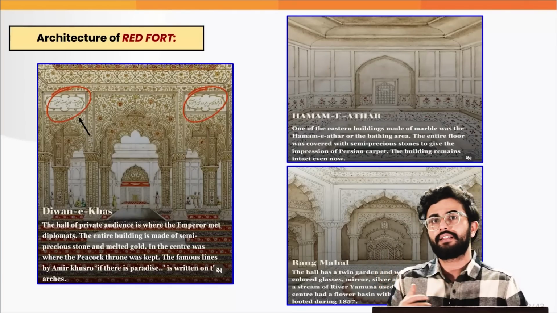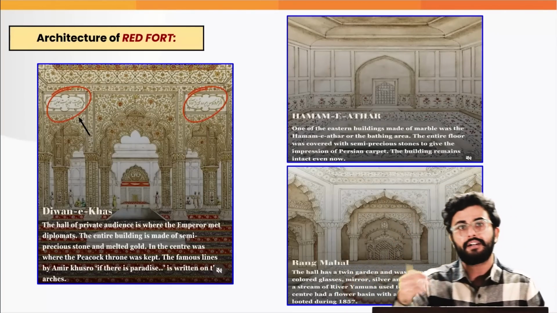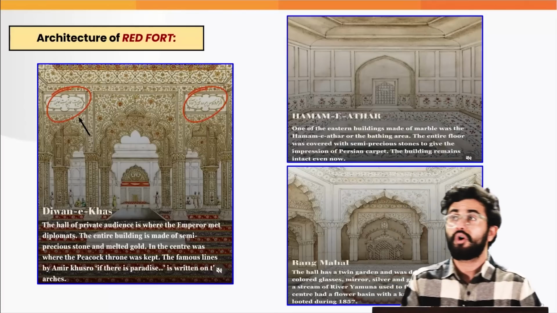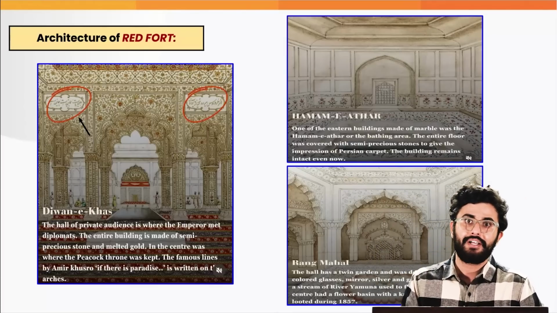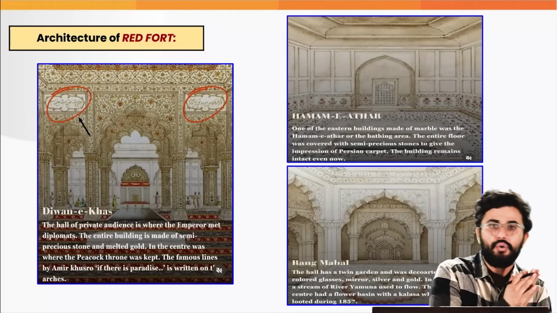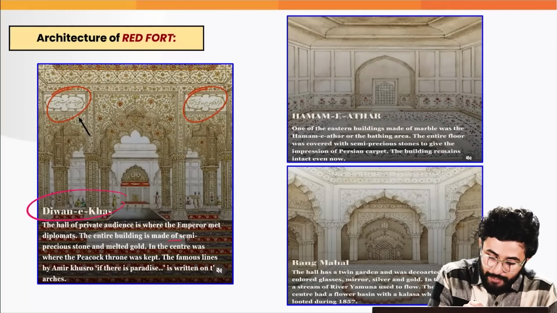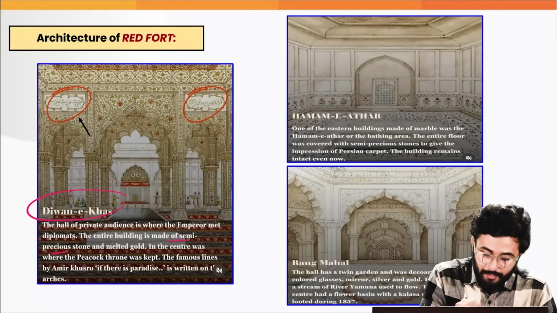Then the use of various, let's say for example, marbles in the Mughal buildings, which started under Noor Jahan, the creation of Itmad-ud-Daula's tomb, etc. So there is integration of all those architectural features in your Red Fort, such as, for example, Diwan-e-Khas, where the entire building is made up of semi-precious stones and melted gold.